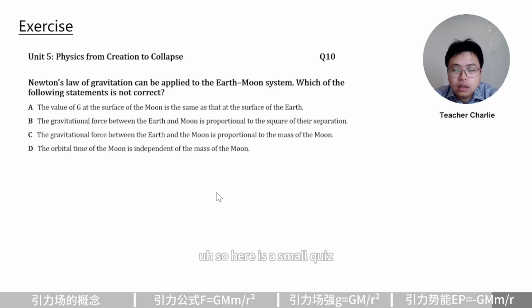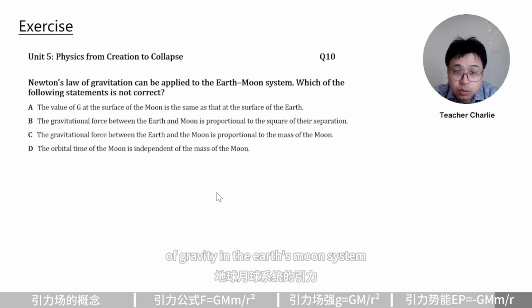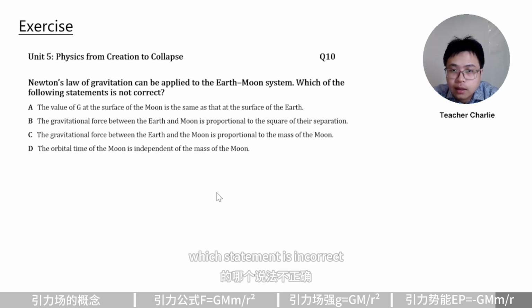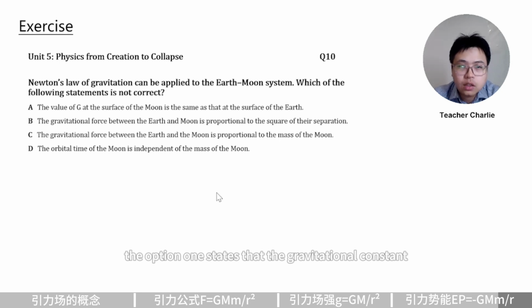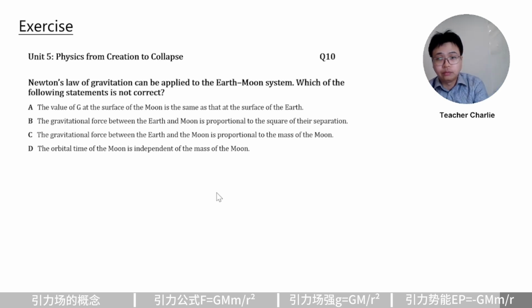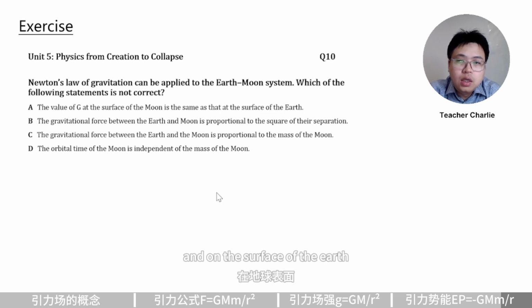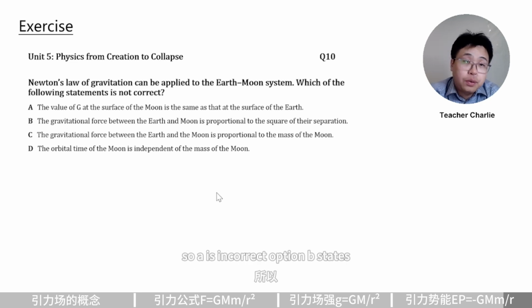So here is a small quiz. This question is about the application of Newton's law of gravity in the Earth-moon system. We need to identify which statement is incorrect. Option A states that the gravitational constant G is the same on the surface of the moon and on the surface of the Earth. Although G itself does not change, gravitational acceleration varies depending on mass and radius, so A is incorrect.